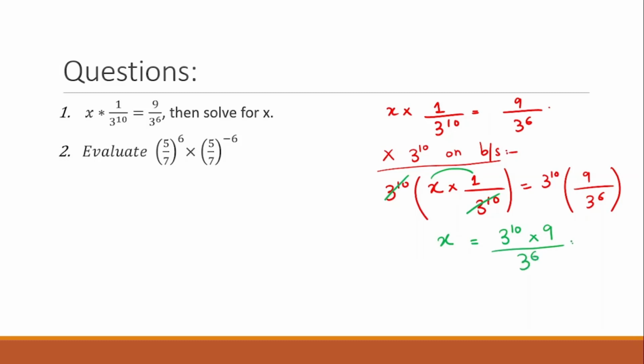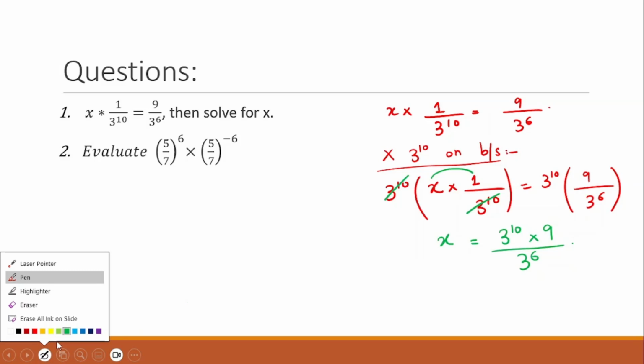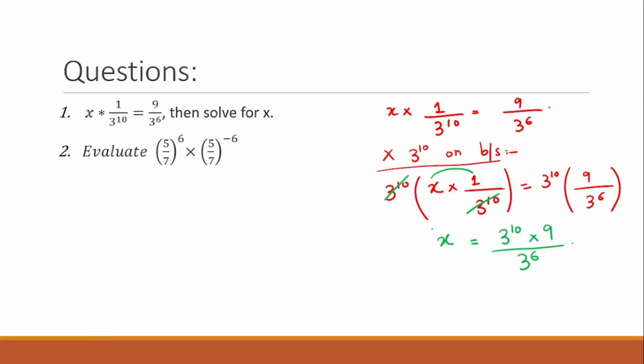Now you can simply write 3 to the power 10 multiplied by 9 divided by 3 to the power 6. Now there is one of the laws of exponents which says, let's say you have any number a with some power m, divided by the same number a to the power n. You can write this as a to the power m minus n. This is the quotient rule for the exponents. Now we will apply this law here.